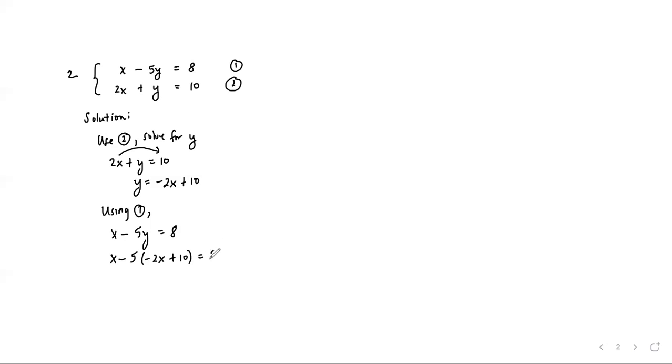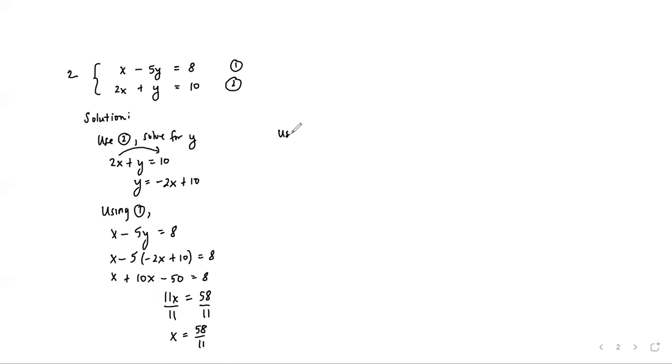And then simplifying further, now we get x plus 10x, and then we have minus 50 equals 8. And so x plus 10x is 11x, and then negative 50 when transposed to the right side, we get 58. And then dividing both sides by 11, we get x is equal to 58 over 11. Now substituting 58 over 11 into either of the two equations, we will get the following.